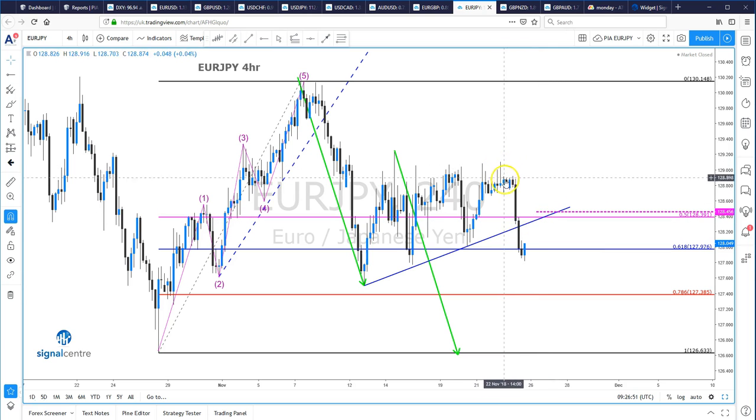If we did see a move lower, then if we got below this previous swing low, I do believe that the 78.6% pullback level will probably hold back any sellers in euro yen, and then we'll move higher with that bullish euro bias next week.